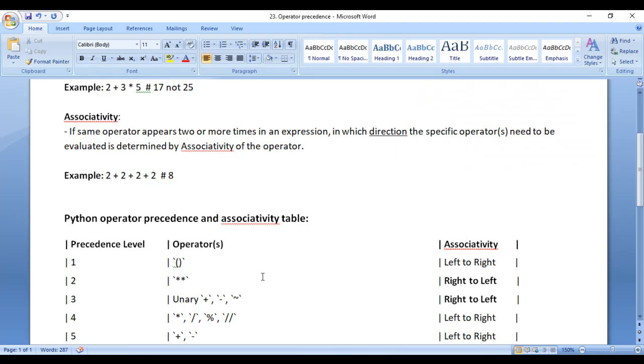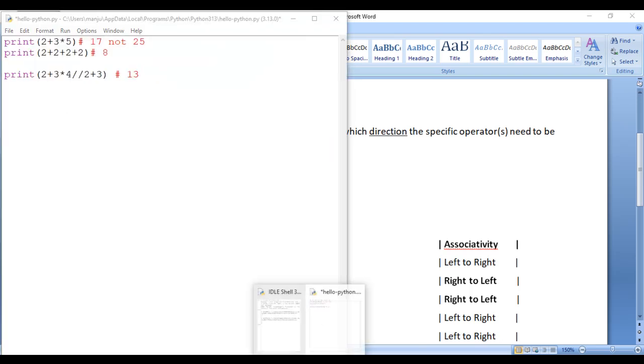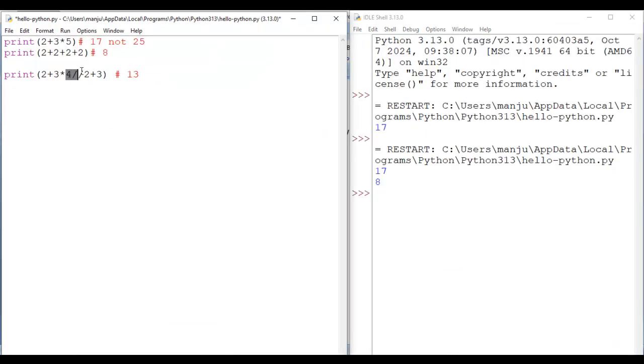If you see here, among the multiplicative operators, multiplication and division should be evaluated first before the addition operator, right? And then the addition operator should be evaluated from left to right. See how this expression is evaluated. Let me explain. First, 4 divided by 2, and 4 divided by 2 is 2.